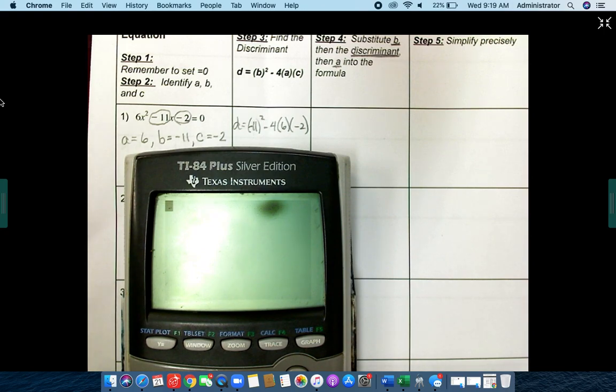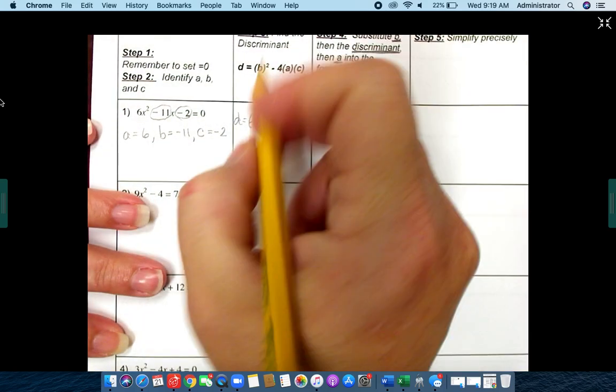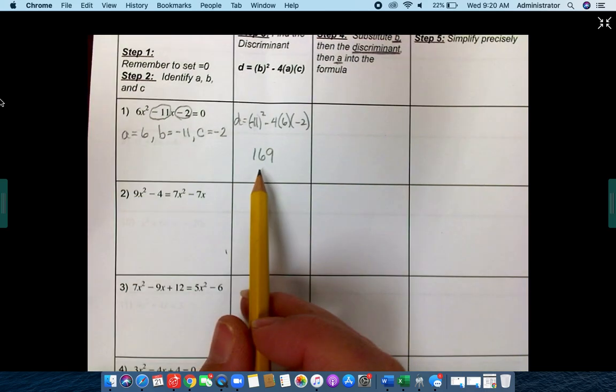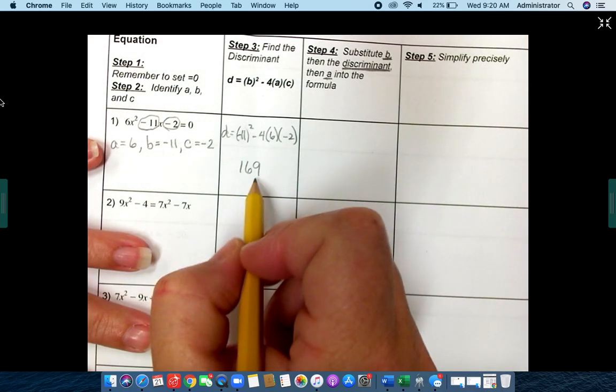Oops, so I told y'all yesterday, make sure you put parentheses around everything that you substitute. It'll just help you not worry about, well, when am I supposed to use parentheses? Just use it every time you substitute. So I get a value of 169. Some of y'all might recognize that that's a perfect square. I can take the square root of that.